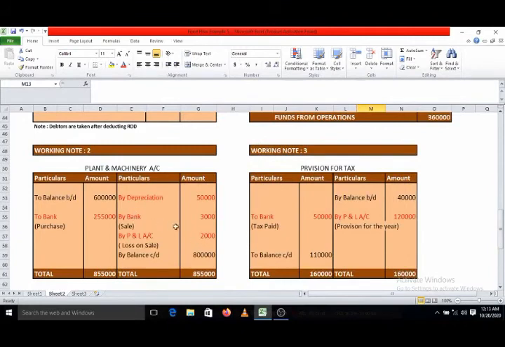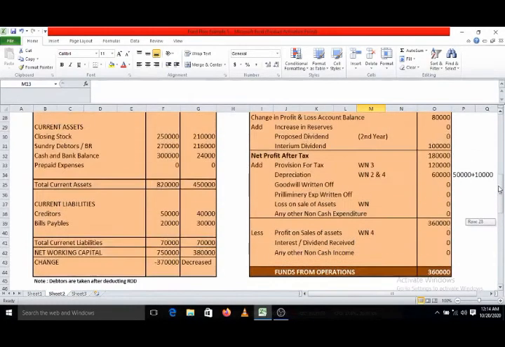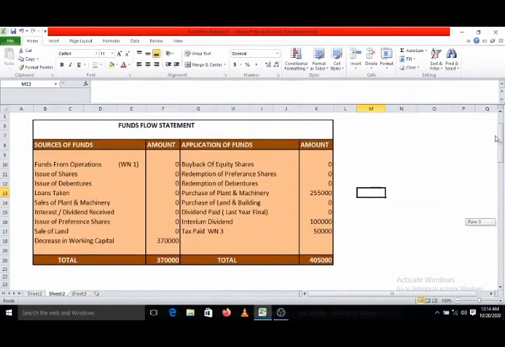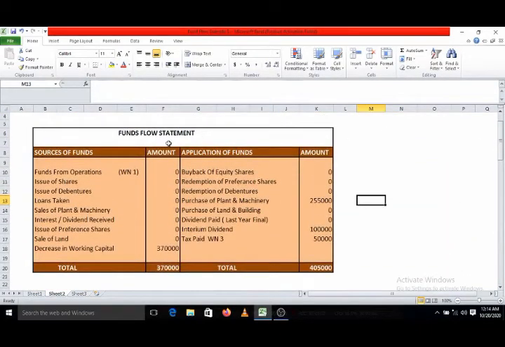Then another red mark figure is the sale of asset by rupees 3,000, sale of plant and machinery. So sale of plant and machinery has a separate treatment in the fund flow statement. Sale of asset is nothing but the source of fund. So go to the fund flow statement. On sources side, you can check it out: sale of plant and machinery by rupees 3,000.